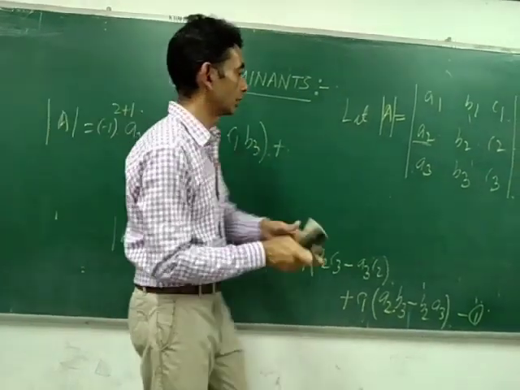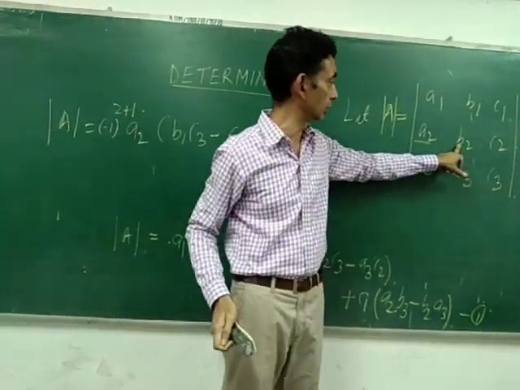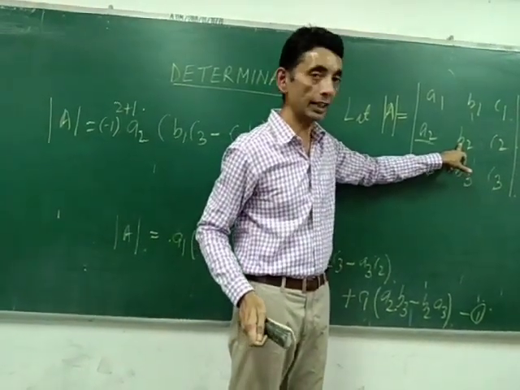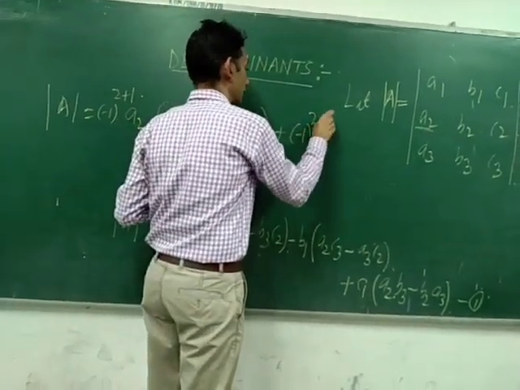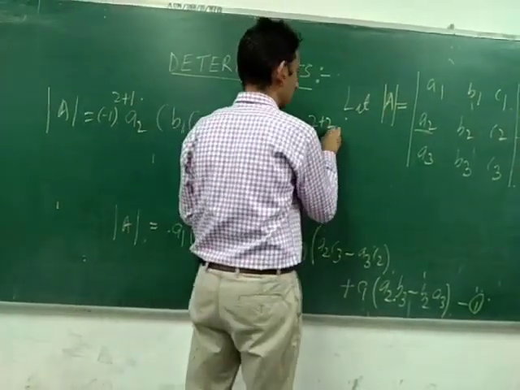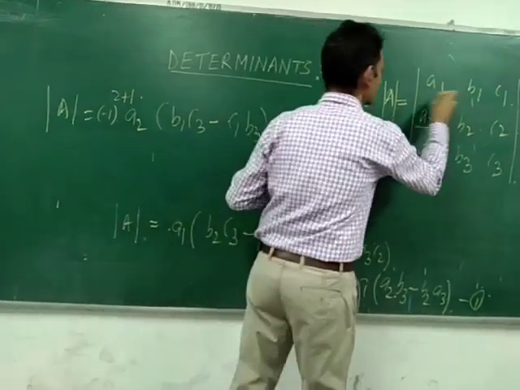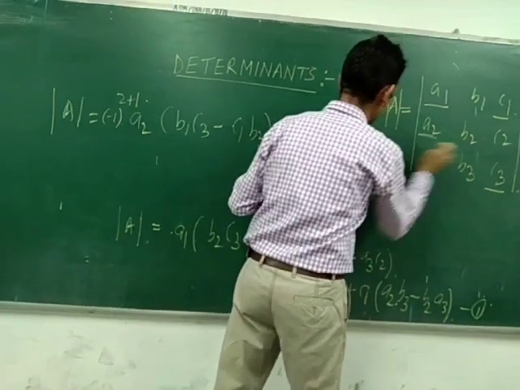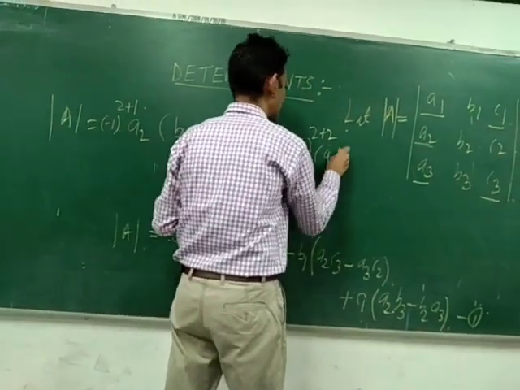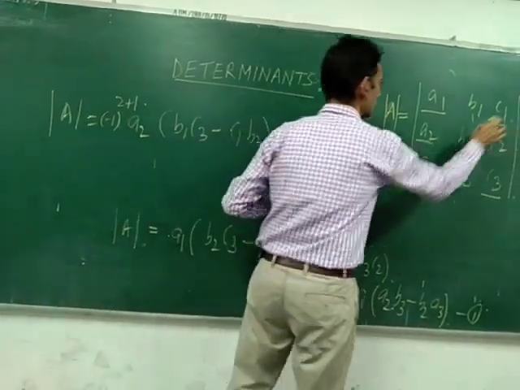Next element. What is the position of this element? The position of this element is 2, 2. So this will be multiplied by minus 1 to the power 2 plus 2. So what will be left out? A1, C1, A3, C3. So multiply A1, C3 minus A3, C1.